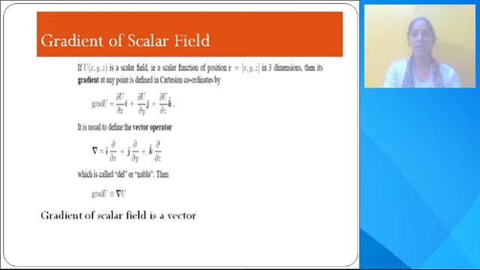So del is single, and it operates with a scalar to give the gradient, and again it operates with a vector, but with a vector it may be operated with the dot product or with the cross product. When it operates with the dot product, this is called divergence, and when it operates with the cross product, this gives us curl. And when this del operator operates with a scalar field, this gives the gradient of a scalar field.